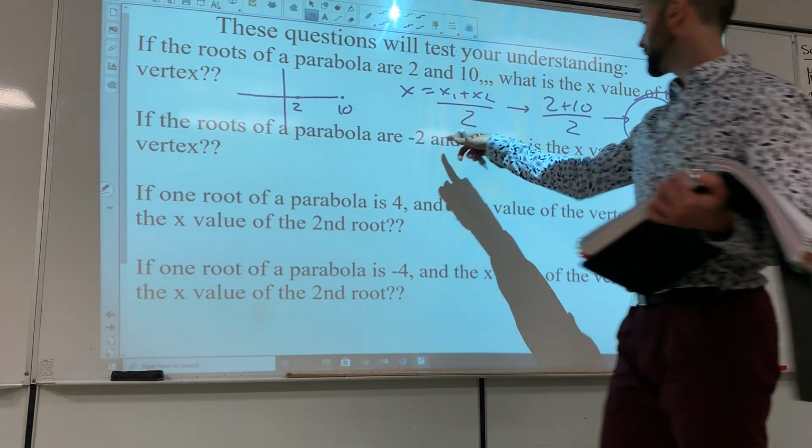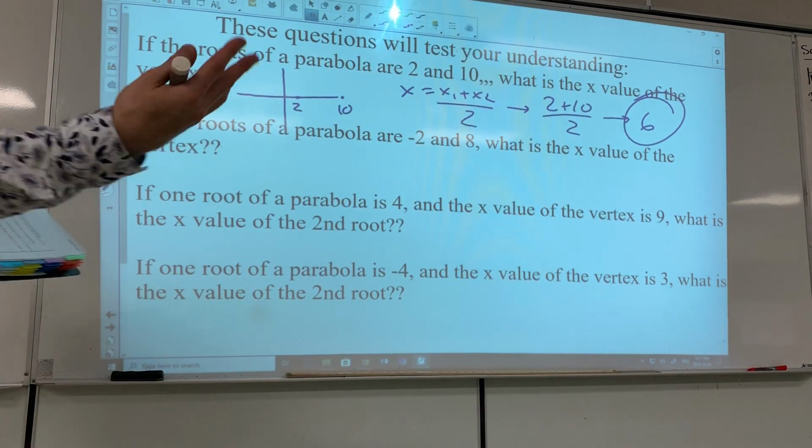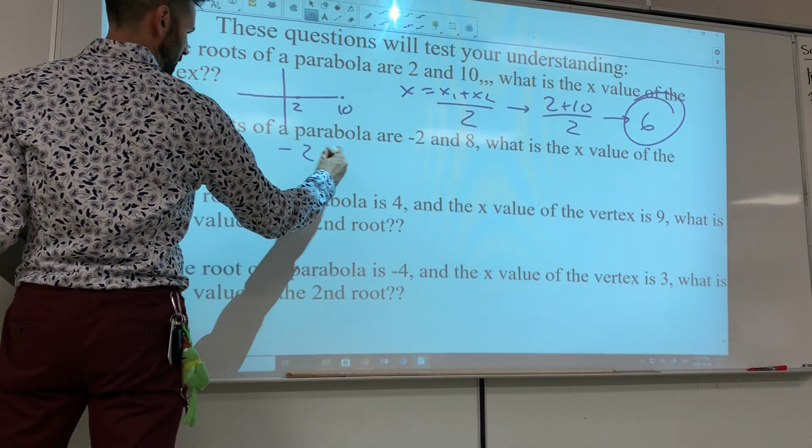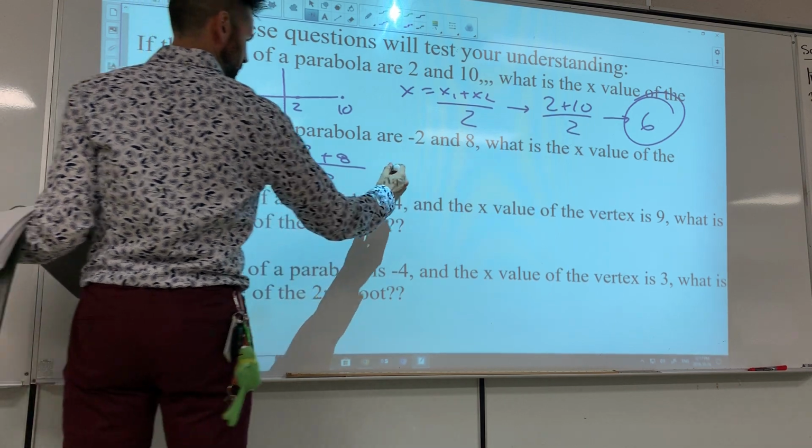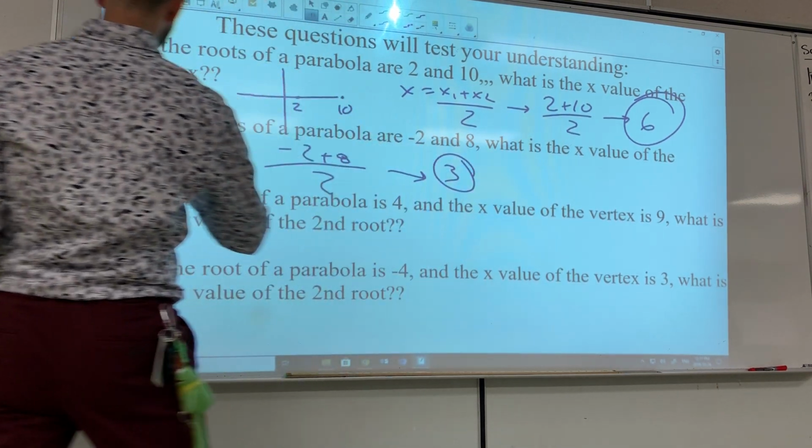If the roots of a parabola are -2 and 8, what is the x value of the vertex? Again, same question. So add them up, divide by 2. So in this case, 3.